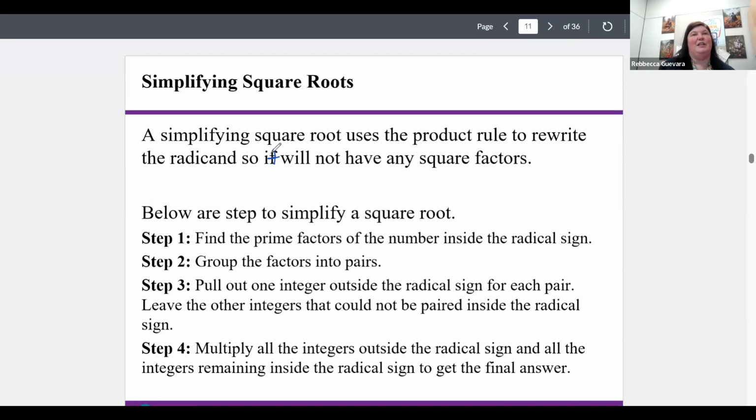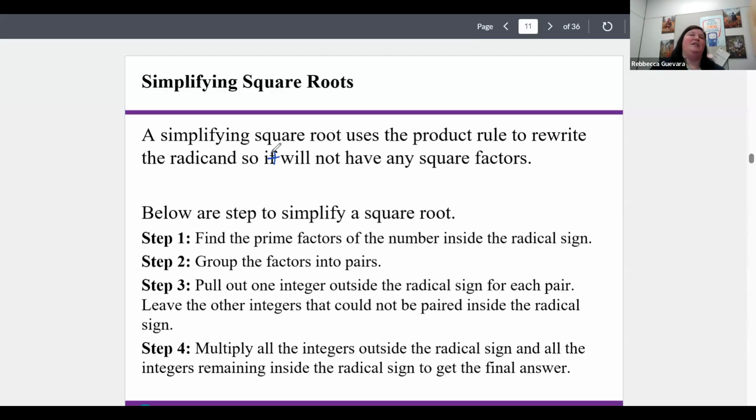You want to first find the prime factors of the number inside the radical sign. So we'll talk about what that means. We want to group the factors into pairs. So anything that's a pair, like x squared or 6 squared, that's something that if I take the square root of it, I'd basically get the number back.